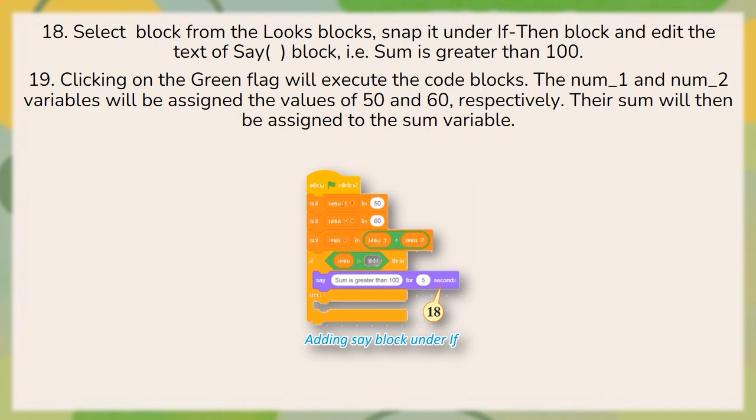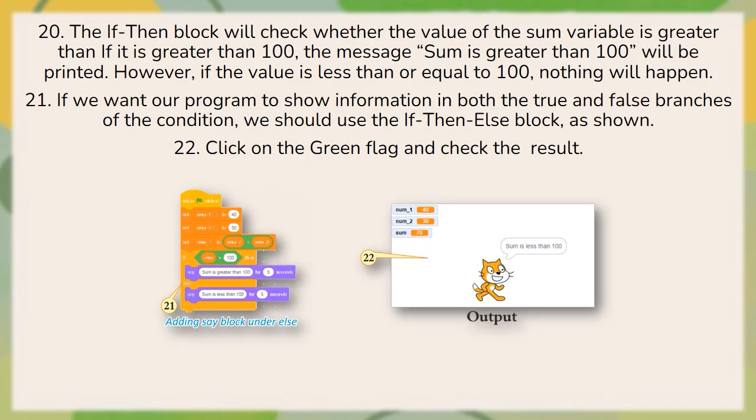19. Clicking on the green flag will execute the code blocks. The num_1 and num_2 variables will be assigned the values of 50 and 60, respectively. Their sum will then be assigned to the sum variable. 20. The if-then block will check whether the value of the sum variable is greater than 100. If it is greater than 100, the message sum is greater than 100 will be printed. However, if the value is less than or equal to 100, nothing will happen.